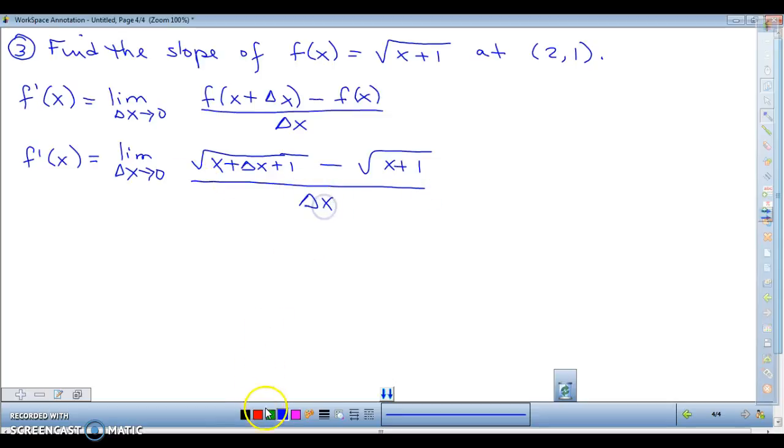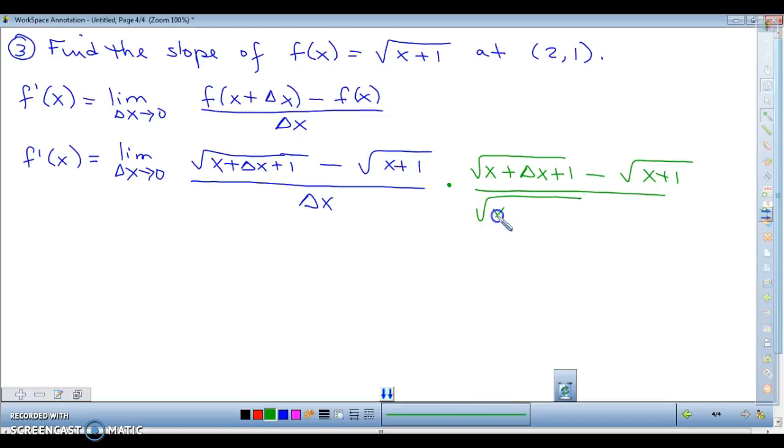Okay, and what we're going to do is we're going to rationalize that numerator. I'm going to use these analytical techniques that we learned for limits in order to do this. Okay. Almost made a mistake. There we go.